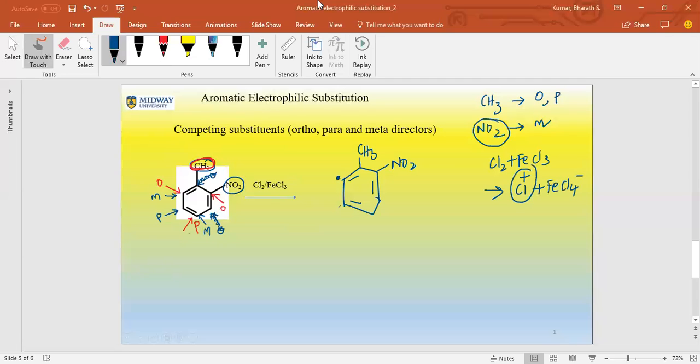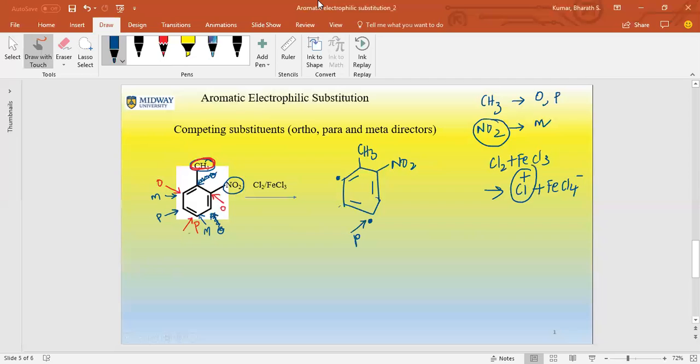This or this, right? They're both meta with respect to the NO2 here. This is meta with respect to the NO2 here, okay? Because these are two orthos. But this is also para, right? For the methyl. This is also ortho for this, right?